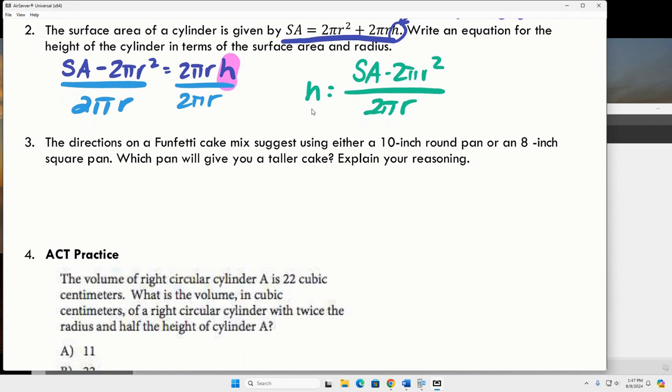It's the same amount of stuff you put in, so it's the amount of mix no matter what pan you use. Would a smaller base make it taller or a bigger base make it taller? Smaller base makes it taller, so we're looking for the smallest base. So all we have to do is find the area of the circle and the area of the square.